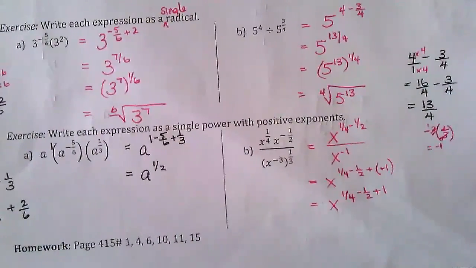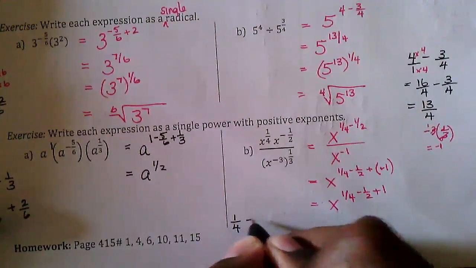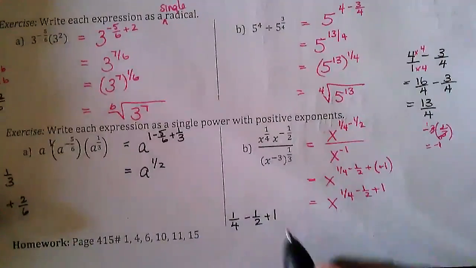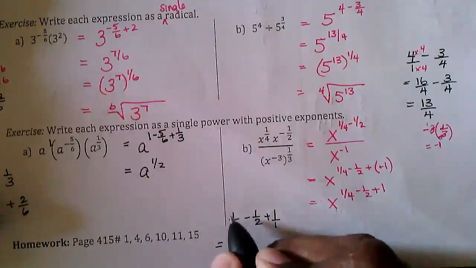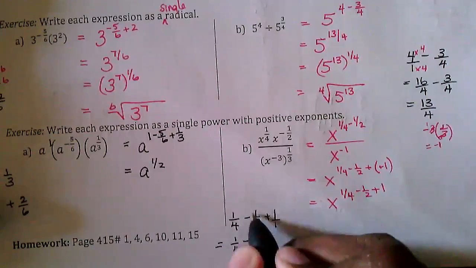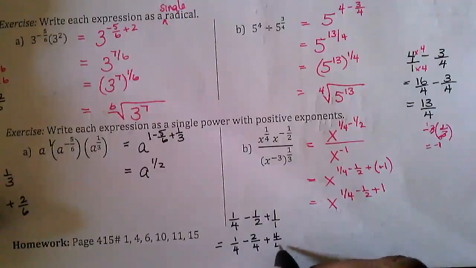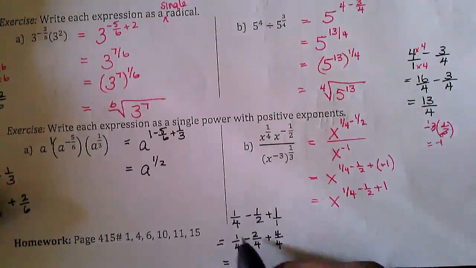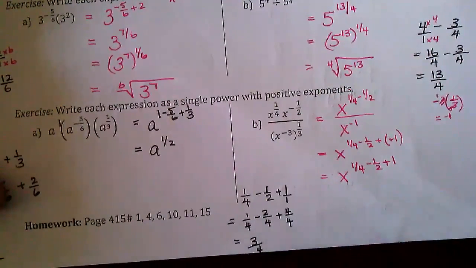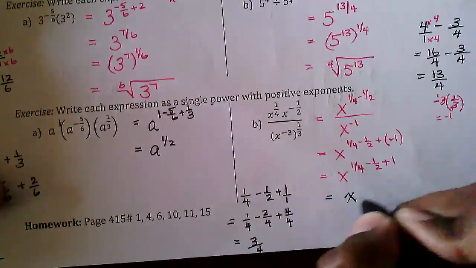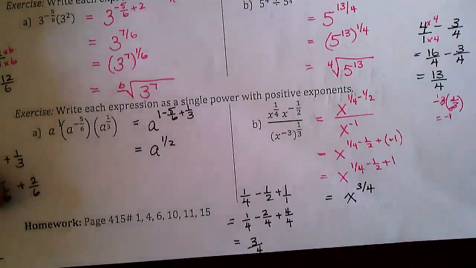Again, I have fraction work to deal with here. I'm going to do it off to the side. So 1/4 minus 1/2 plus 1. Again, that's the same thing as 1 over 1. I need a common denominator, which is 4. So 1/4 minus 2/4, I multiply both by 2, plus 4/4, I multiply both by 4, which gives me 1 minus 2 is negative 1, plus 4, 3 over 4. Okay, so 3 over 4. And what that leaves me with is x to the power of 3/4.